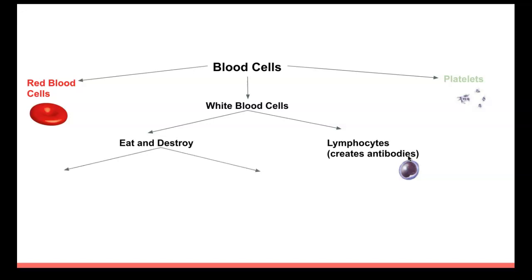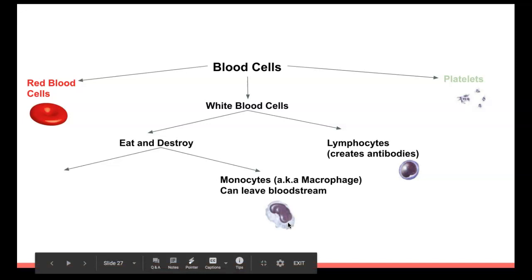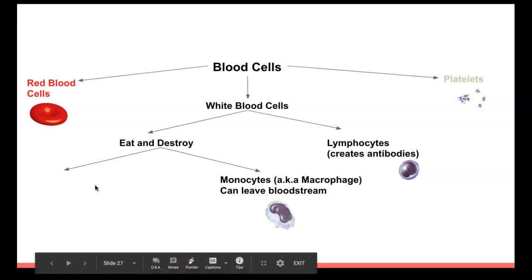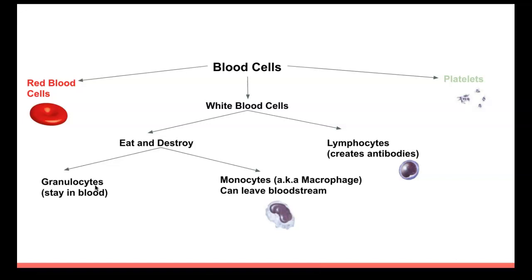Eat and destroy cells. Monocytes are the ones that can leave the bloodstream. Monocytes or macrophages are really common. They're quite large in comparison to other white blood cells, and they usually have a really weird shaped nucleus, with lots of lumps and bumps on it. It's quite a bit bigger than the lymphocytes or the other granulocytes that we're going to show you.